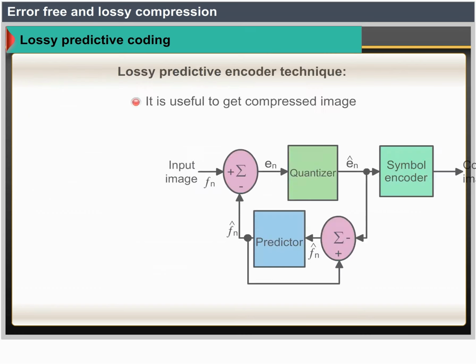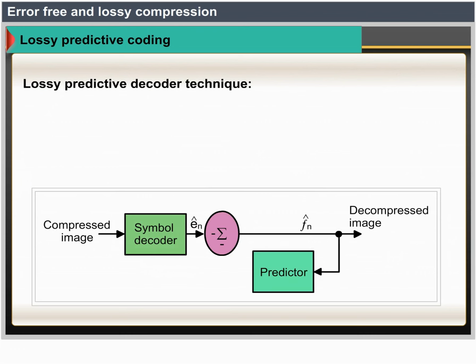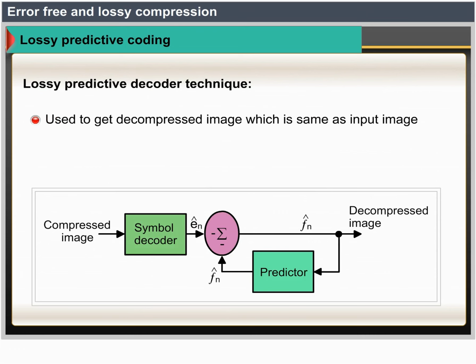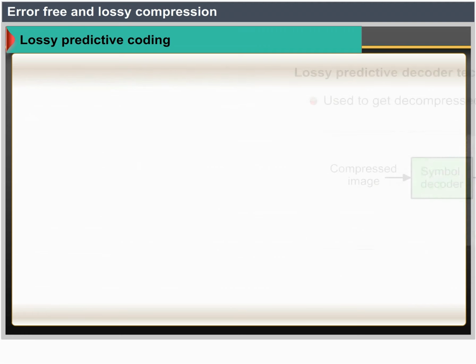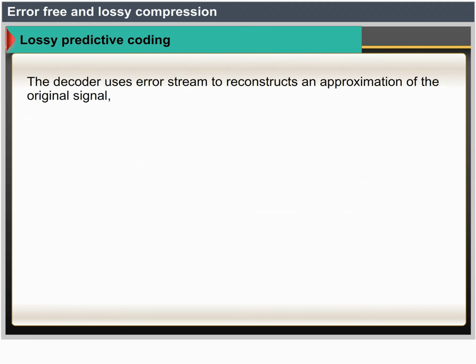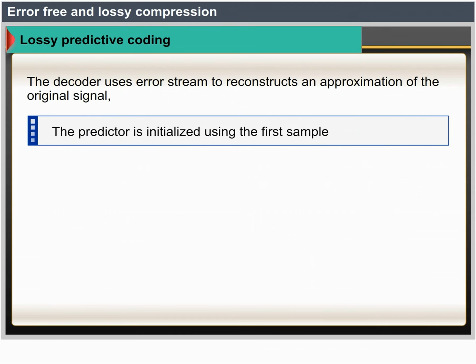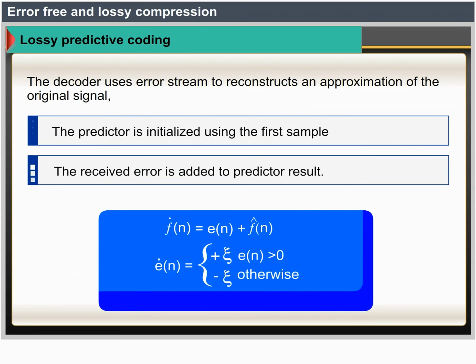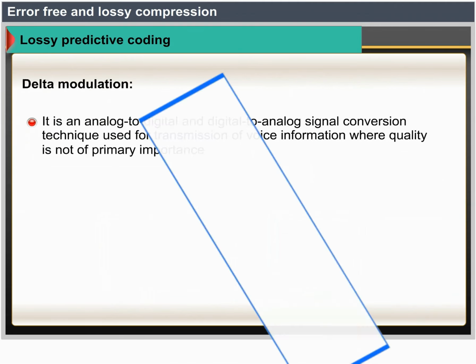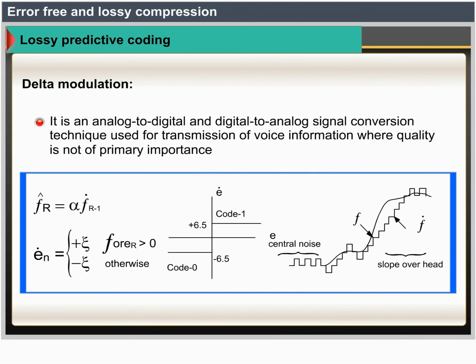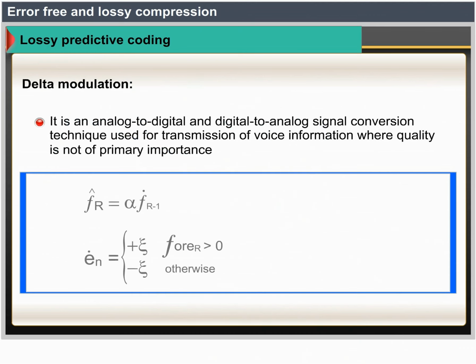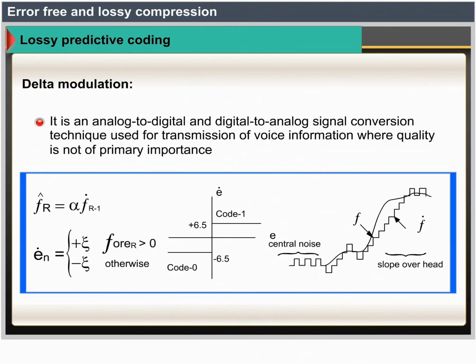Lossy predictive decoder technique used to get decompressed image, which is the same as the input image, as depicted in the block diagram. The decoder uses the error stream to reconstruct an approximation of the original signal. 1. The predictor is initialized using the first sample. 2. The received error is added to the predictor result. Delta modulation. It is an analog to digital and digital to analog signal conversion technique used for transmission of voice information where quality is not of primary importance.